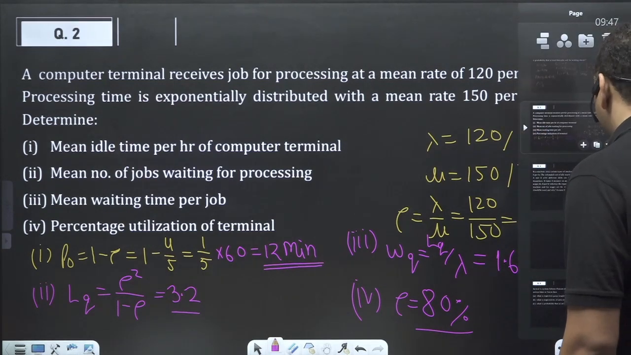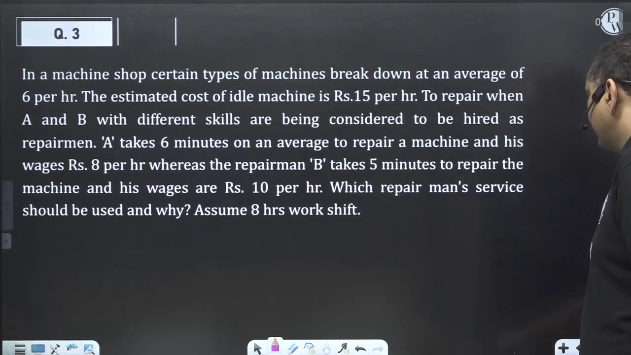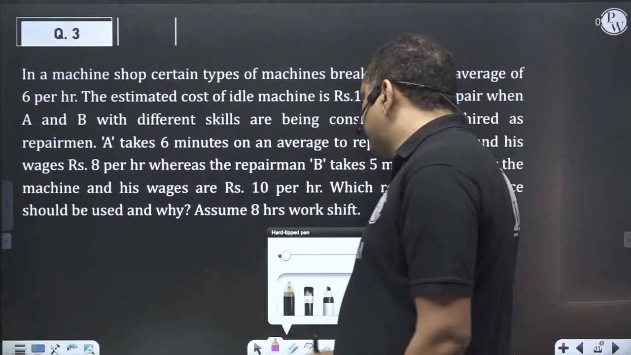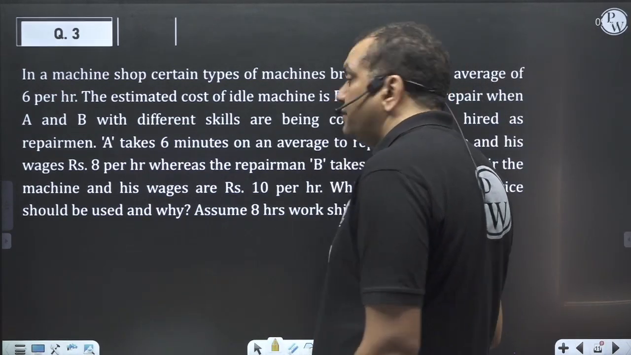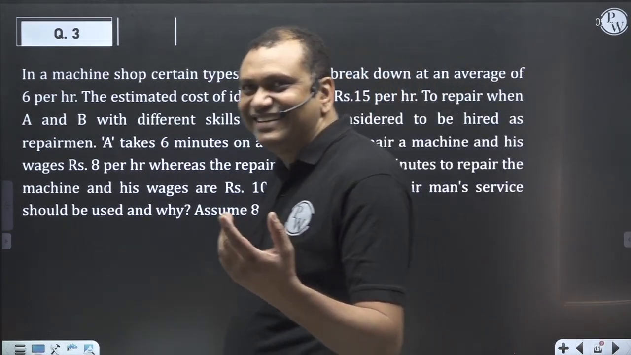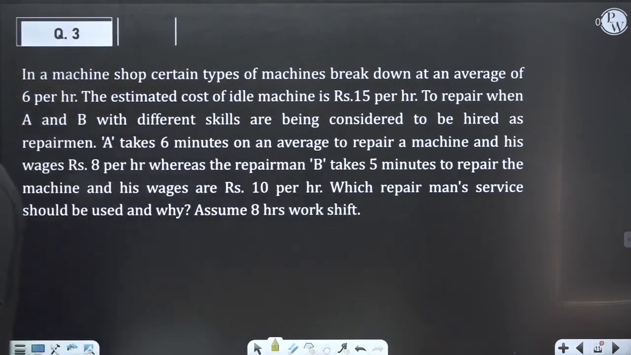Okay. See the next question. Queuing questions are easy, na? Queuing questions are easy. In a machine shop, please read the question.